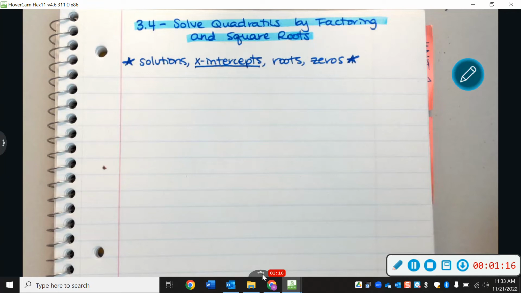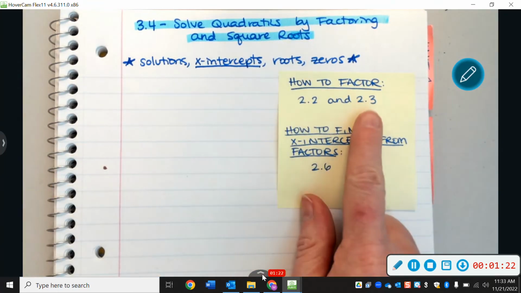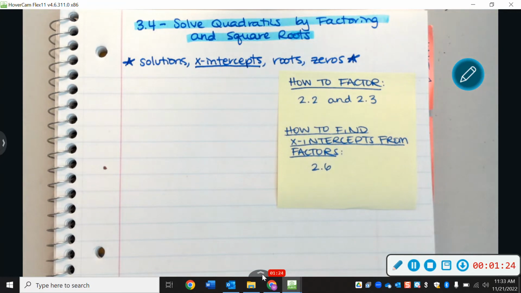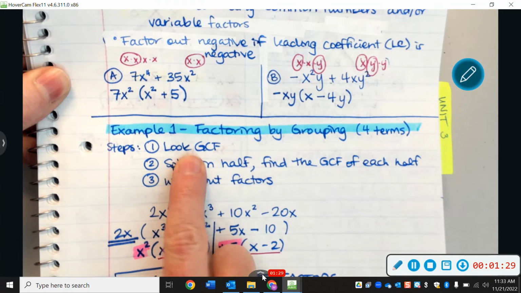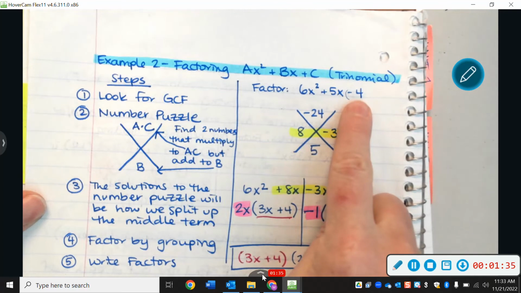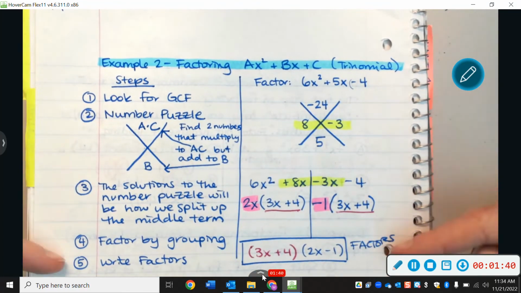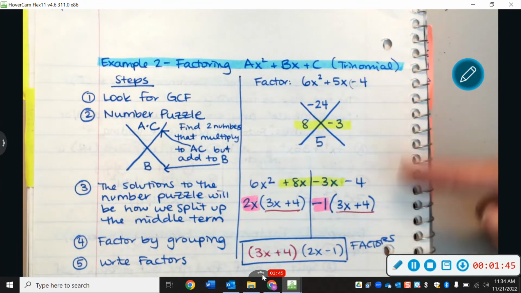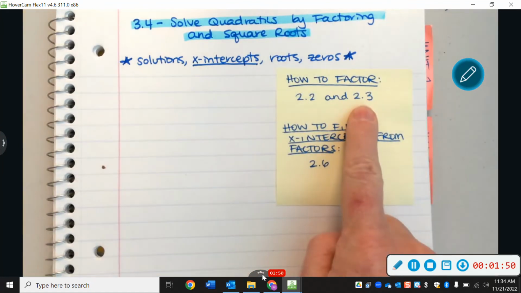For example, factoring: if that's something that you want help with, you're going to want to look back at your 2.2 and your 2.3 notes. In 2.2, we talked about how to find a GCF, how to factor out a GCF. We looked at something with 3 terms, how to find the GCF first, how to set up the number puzzle, and so on. We're going to be using these exact same steps again today for factoring. If you need to look back at these notes, have them open, that way you can follow the steps really easily. We also looked at factoring special types in 2.3.